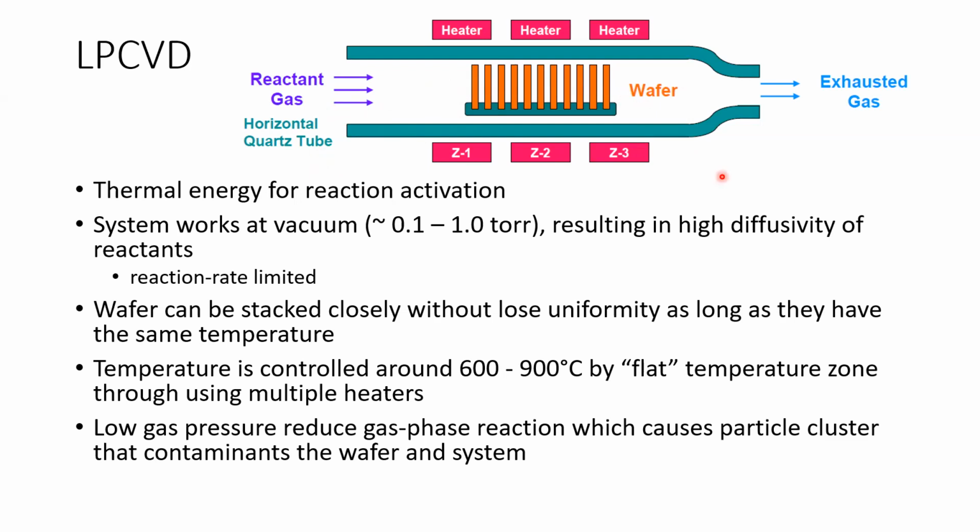Because the gas pressure is low, the gas phase reaction, which can cause particle problems in APCVD, is also low. And the contamination of the wafer and the system is low. This is a good thing for LPCVD compared to APCVD, because even though the temperature is high, the pressure is low, so the reaction is low. This is an advantage over APCVD.